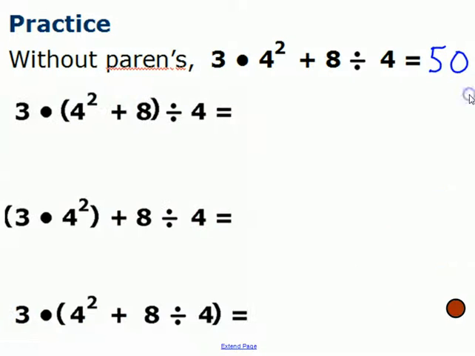Now what I want you to do is hit the pause button and solve these other three. Notice all of these equations have the same information on the left except for the placement of the parentheses. You'll find, or you should find, that you're going to get 3 different answers. Hit the pause button. When you come back, I'm going to show you the answers to all 3 of these.